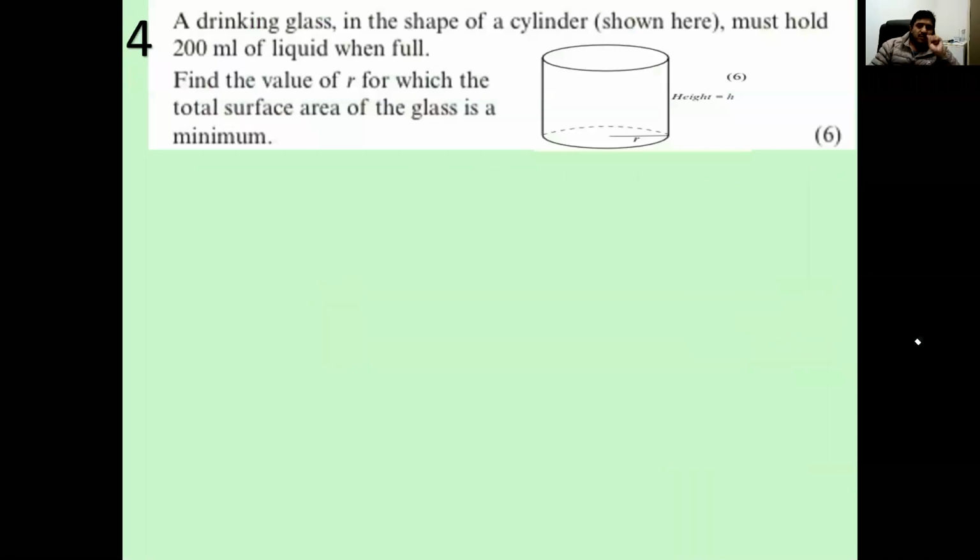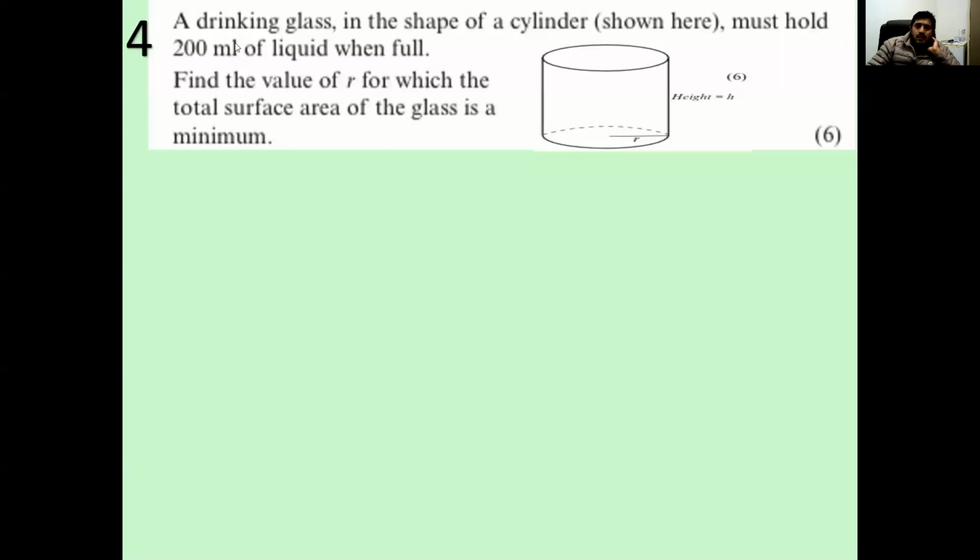Okay. This is quite a difficult question because it's not broken down for you. So it was quite challenging with most of my boys. It says a drinking glass in the shape of a cylinder must hold 200 mils of liquid when full. Find the value of r for which the total surface area of the glass is a minimum. So let's try and understand what is given. It must hold 200 mils.